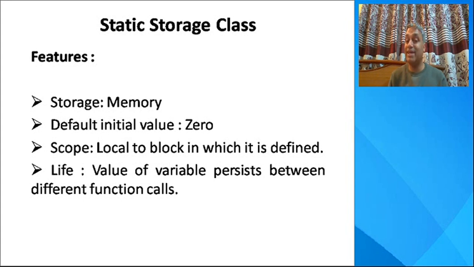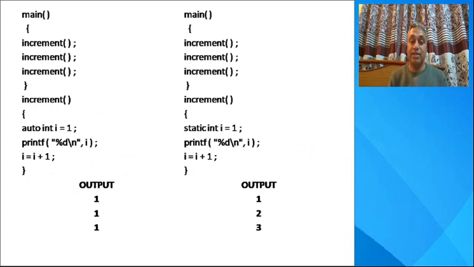If we declare a variable as static variable and we don't initialize anything into it, the 0 by default gets stored in that variable. Scope remains the same, local to the block in which the variable is defined. Life, here is the difference. Life of a static variable is such that the value of the variable persists between various different function calls. This is an important point, and I'm going to explain this point along with an example that appears on your screen. Look at the code.